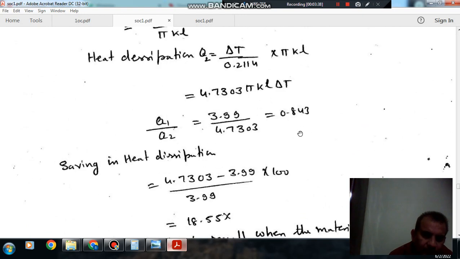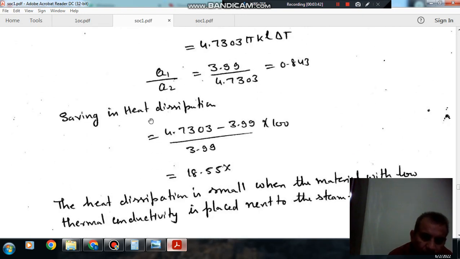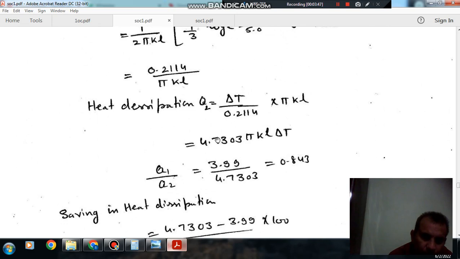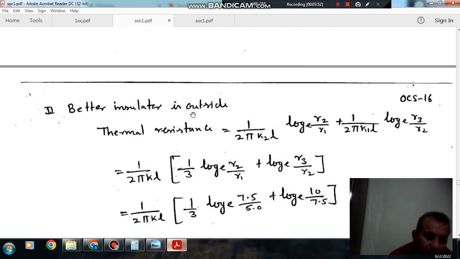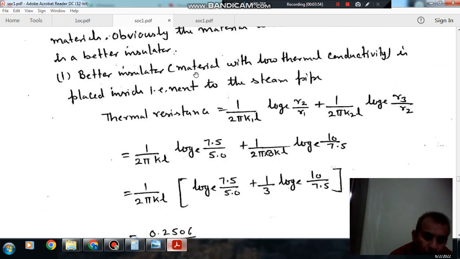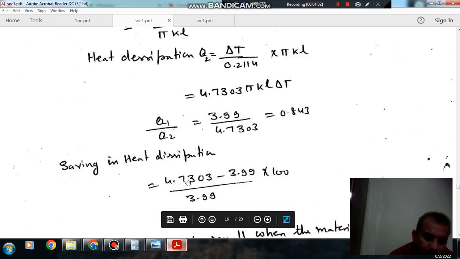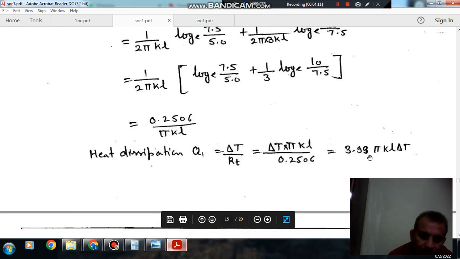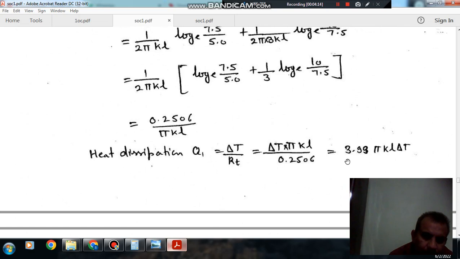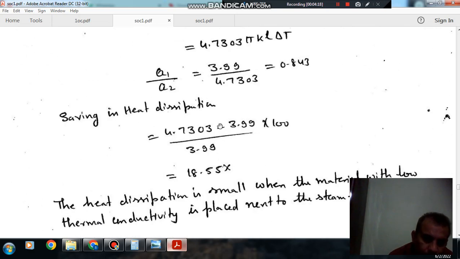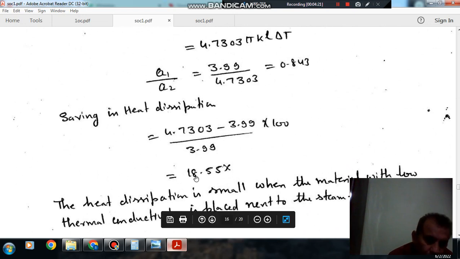So for the percentage saving in heat: the heat dissipation is more when the better insulator is placed outside, and less when the better insulator is placed inside. So the percentage saving in heat, with the change in heat divided by 3.99 as the base when the better insulator is placed inside, is the advantage to us. So the percentage saving in heat is 18.55%.